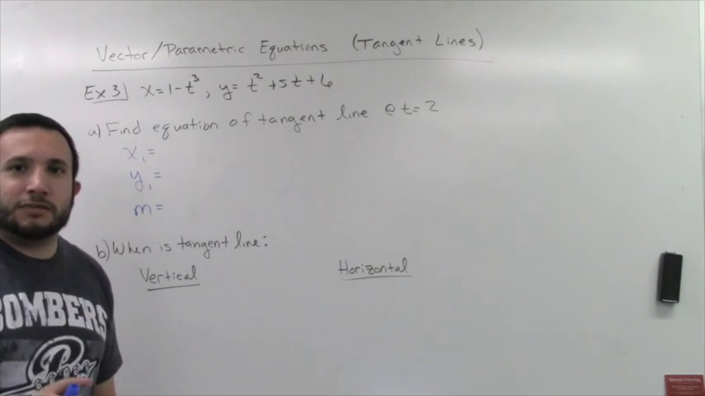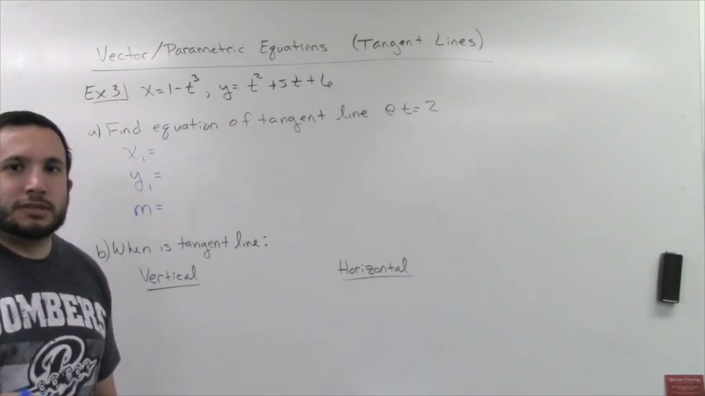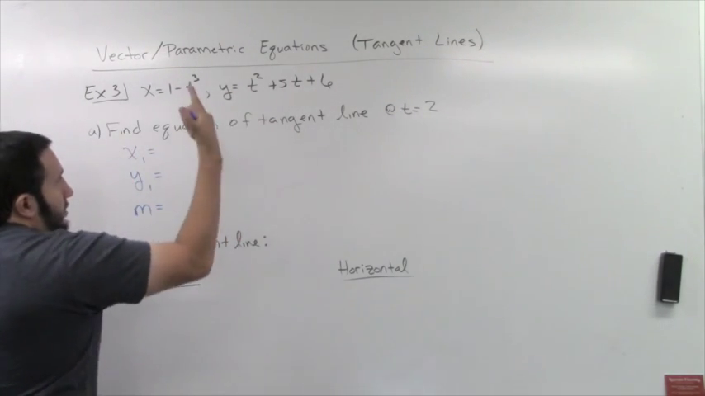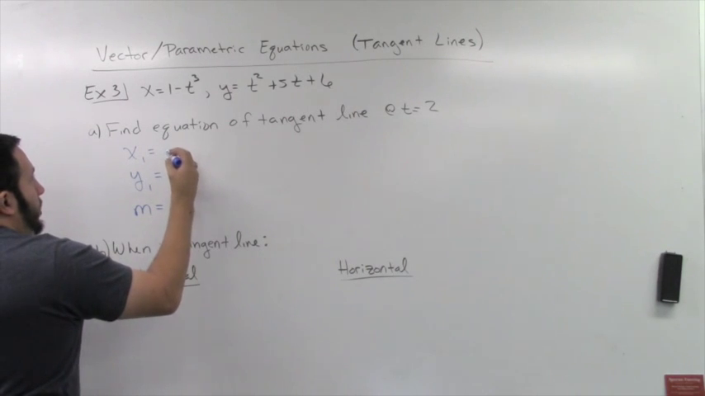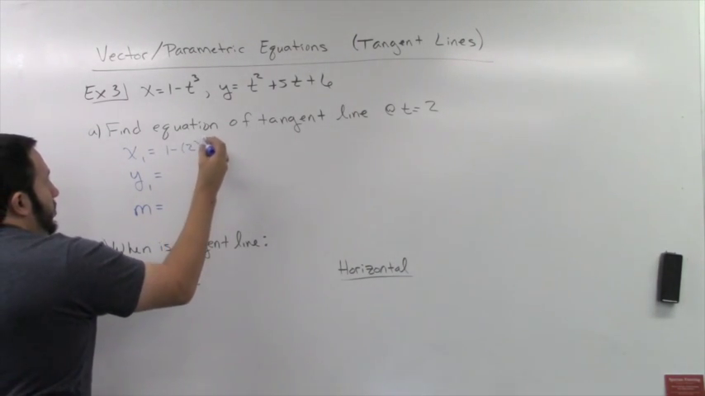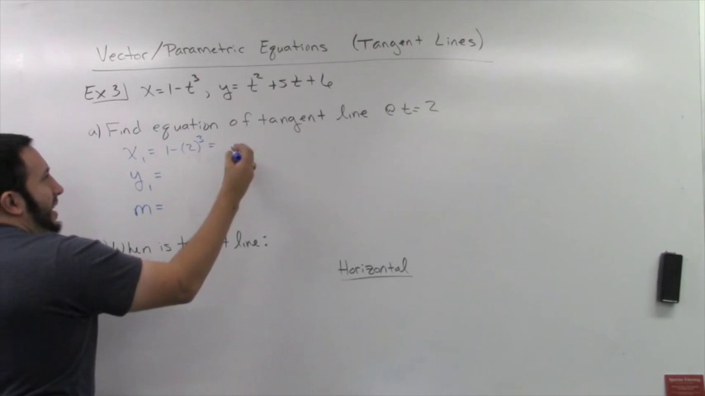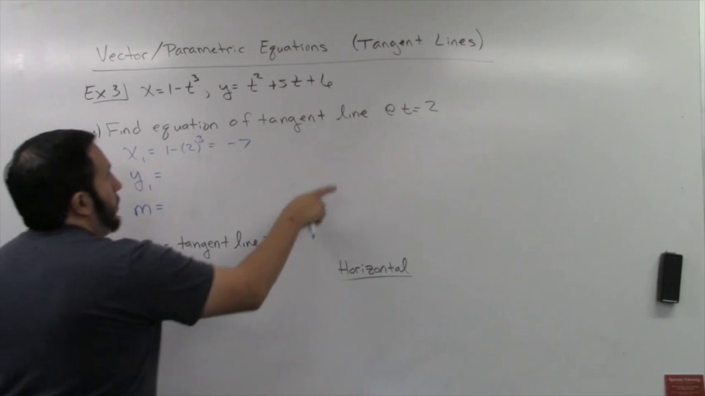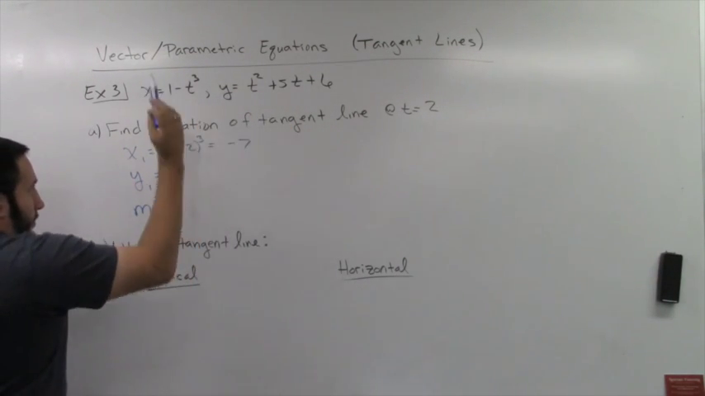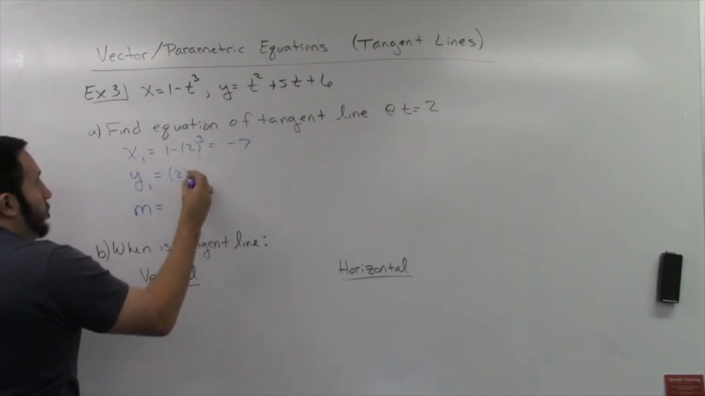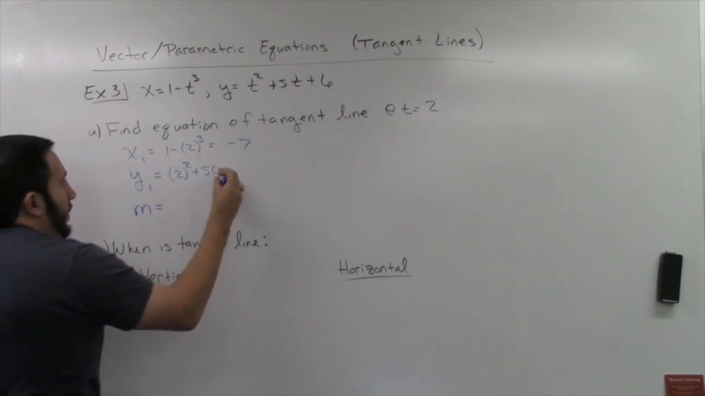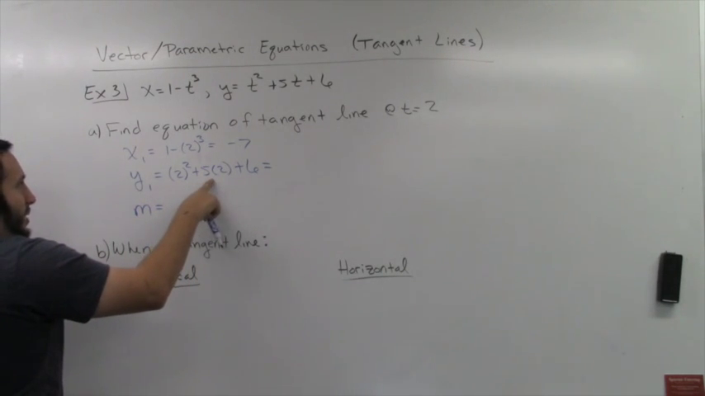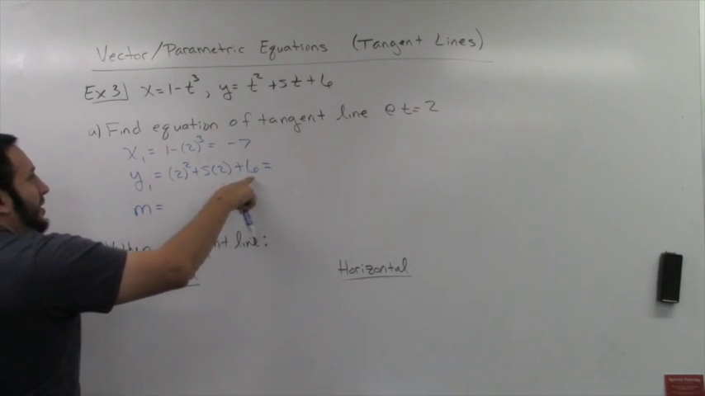So let's see what the x value and the y value are when t is equal to 2. I'm going to plug 2 into my x and my y values. So x1 is going to be 1 minus 2 cubed, which is 1 minus 8, negative 7. Let's plug in for y1. When I plug 2 into my y, I get 2 squared plus 5 times 2 plus 6, which is 4 plus 10 is 14, plus 6 is 20.